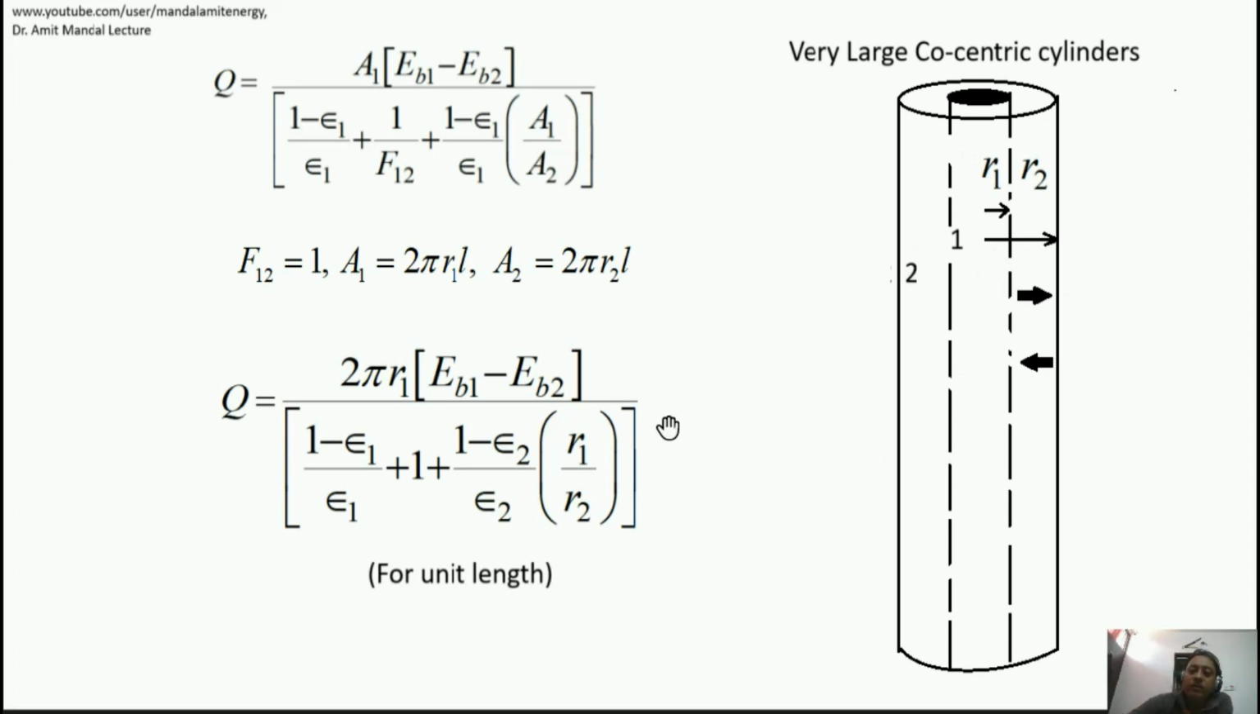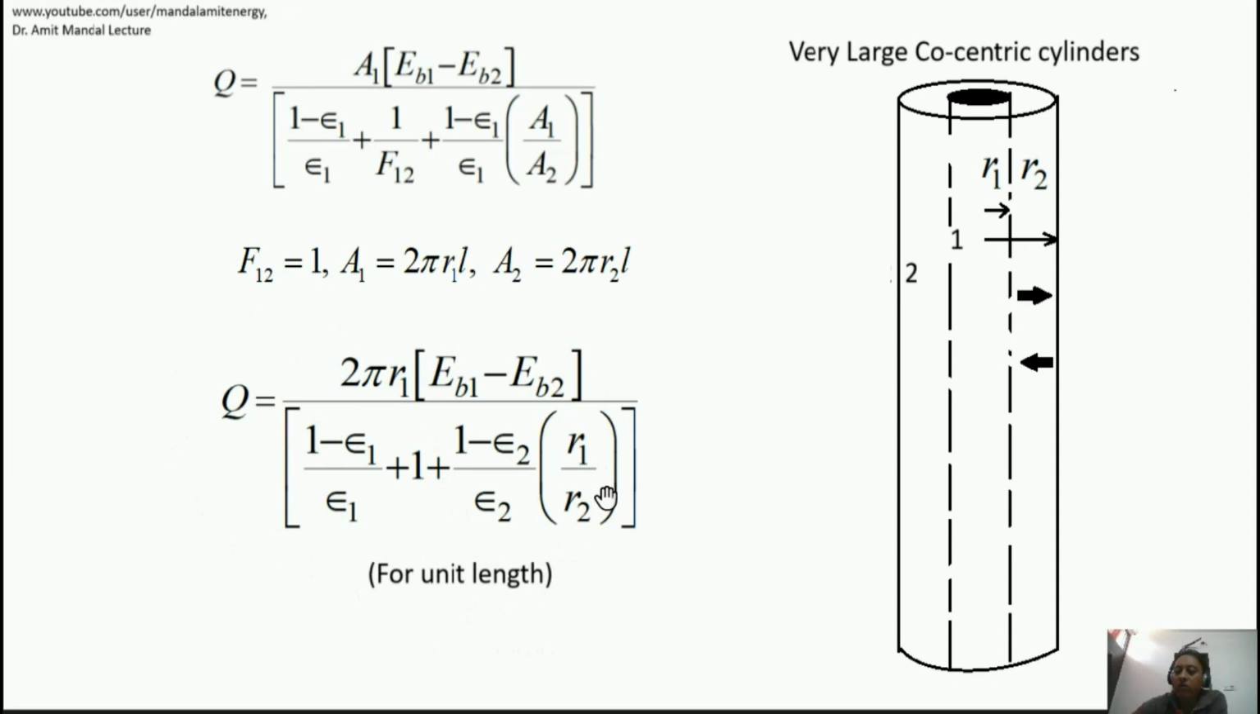And the area values: we know that the curved surface area of a cylinder is given by 2 pi R L. So for the outer surface of the inner cylinder, A1 equals 2 pi R1 L, and the inner surface area of the outer cylinder will be 2 pi R2 L. So keeping the values of area and F12 to be 1, ultimately I will get this formula: Q equals 2 pi R1 times (EB1 minus EB2) upon (1 minus epsilon 1) upon epsilon 1, plus (1 minus epsilon 2) upon epsilon 2 into R1 by R2. Here I am taking unit length, so in place of L I am taking unit, so this will be the heat transfer rate per unit length.